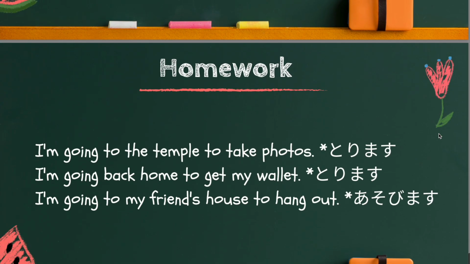Lastly, I have this homework for you. Please translate the sentences into Japanese and put your answers in the comment below. And you can refer to those verbs when you do the homework. To take a photo is 撮ります. But to get something is also 撮ります. They use different kanjis, but same pronunciation. So good luck with your homework and I really look forward to seeing your homework.